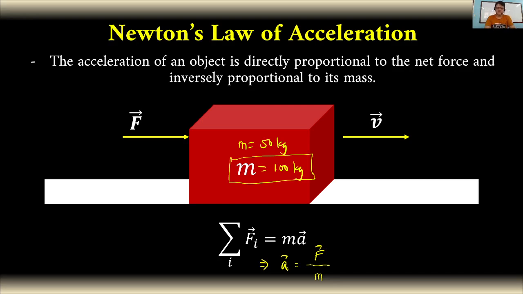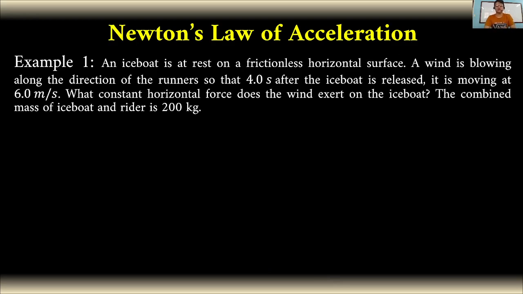Now let us try to solve this example to have an application of Newton's second law of motion. An ice boat is at rest on a frictionless horizontal surface. A wind is blowing along the direction of the runners so that 4 seconds after the ice boat is released, it is moving at 6 meters per second. What constant horizontal force does the wind exert on the ice boat? The combined mass of ice boat and rider is 200 kilograms.